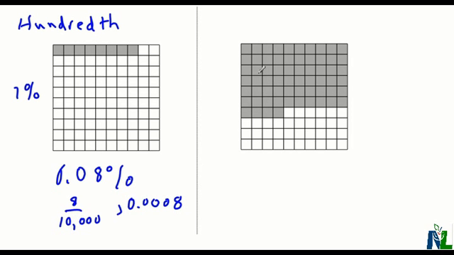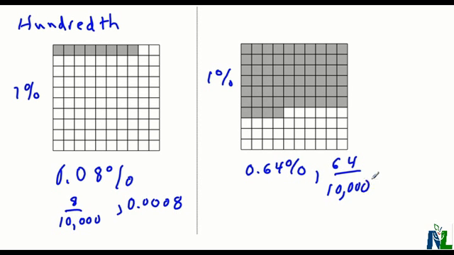Here I have 1, 2, 3, 4, 5, 6, so 60, 1, 2, 3, 4, 64. So again, if this whole thing represents 1%, then what's shaded represents 0.64%. Or as a fraction, I can write that as 64 over 10,000. Or as a decimal, I would write it as 0.0064.